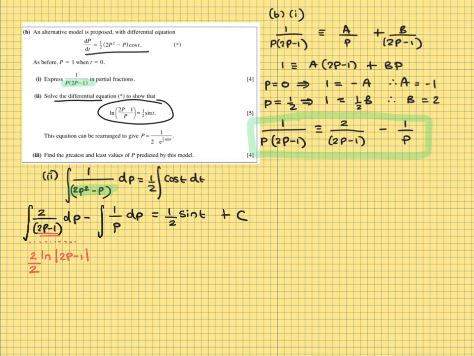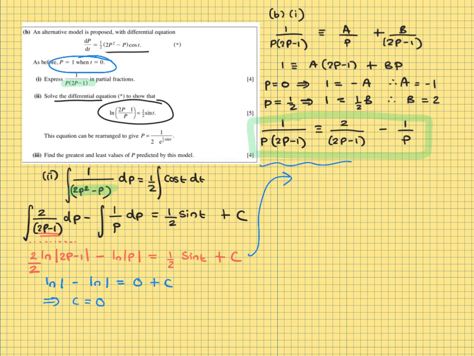You could do a full integration by substitution to show this. It's such a basic integral that really you need to be able to do this kind of integral very quickly. So the next part is simply ln mod p, and this equals a half sine t plus c. Let's substitute in this piece of information up over here. P equals 1 when t equals 0. So this gives me ln of 1 minus ln of 1 equals 0 plus c. So c, very conveniently, equals 0.